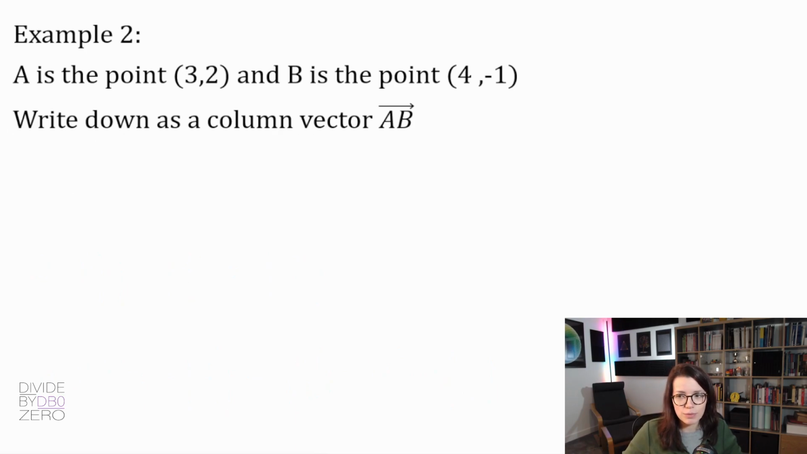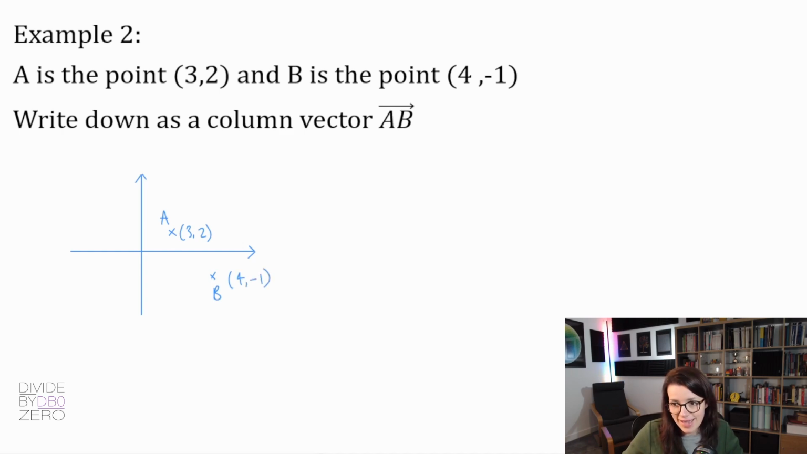So it says A is the point (3, 2) and B is the point (4, -1). Write down as a column vector AB, with the arrow on top. If I were you, I would draw myself a little sketch just to see what is going on. So point A is (3, 2), just roughly, maybe it would go somewhere there. And point B is (4, -1). Again, rough is fine, but somewhere there maybe.